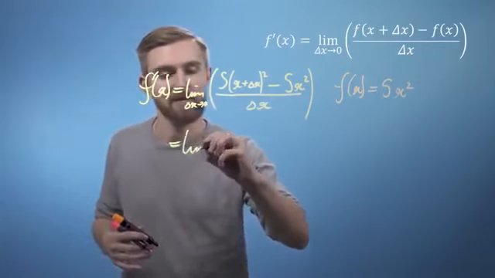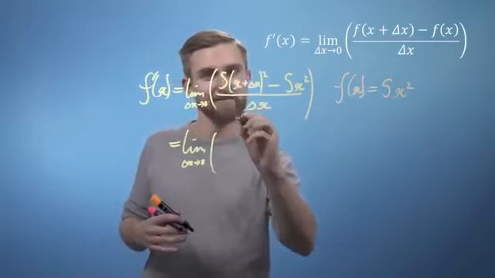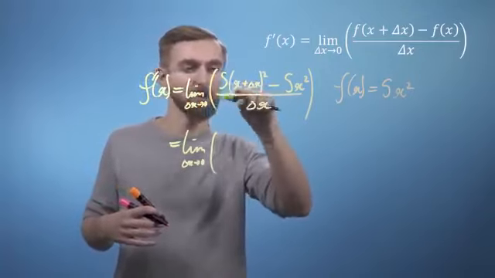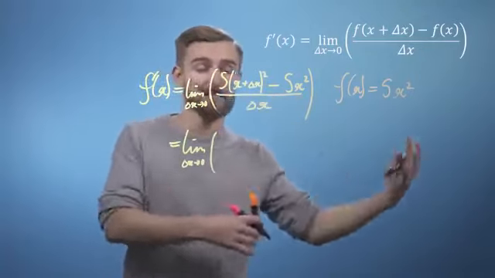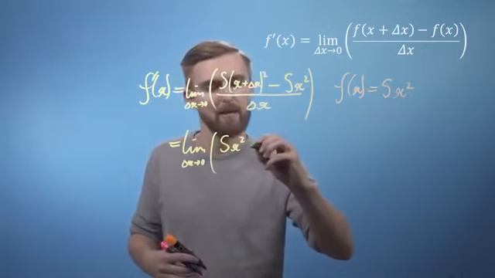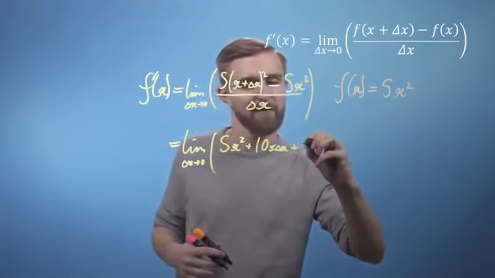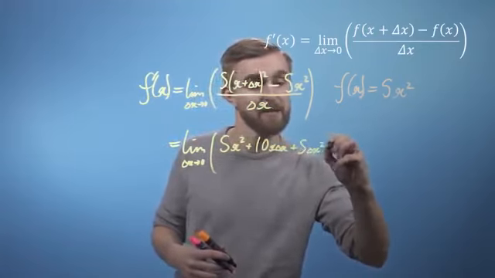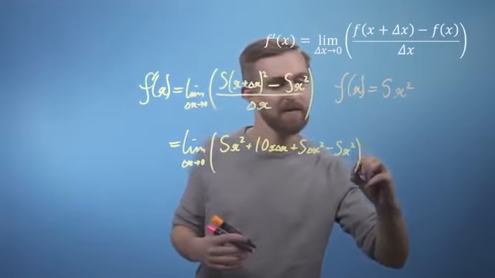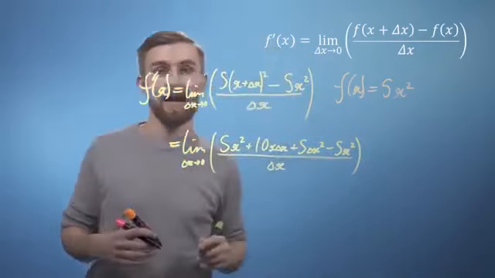So equals the limit, once again, as delta x goes to 0, of, and let's expand this thing out. So we're going to think (x plus delta x) squared, we're going to get x squared plus 2x delta x plus delta x squared. Which means we're going to get 5x squared plus 10x delta x plus 5 delta x squared. Once again, minus our 5x squared here. And all of that is divided by delta x.